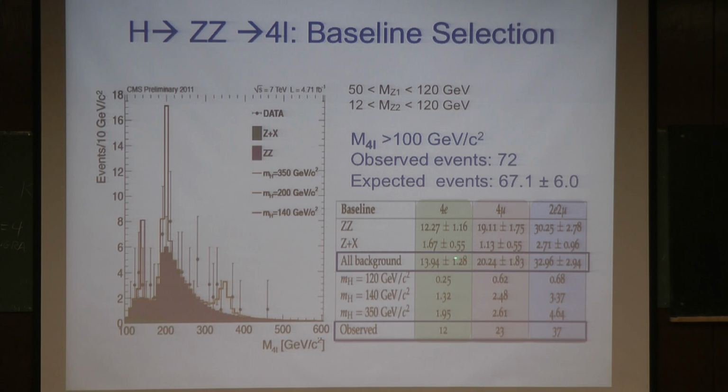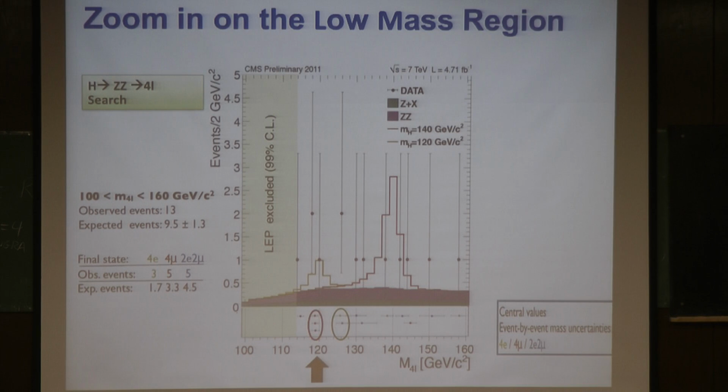Okay? And so if we plot them with the uncertainties on an event-by-event basis, these are the central values of the masses, with the event-by-event mass resolution and uncertainties for the different categories. You see that we've got those 3 events at 119, and this is those 2 plus this 1 when we do it event by event.